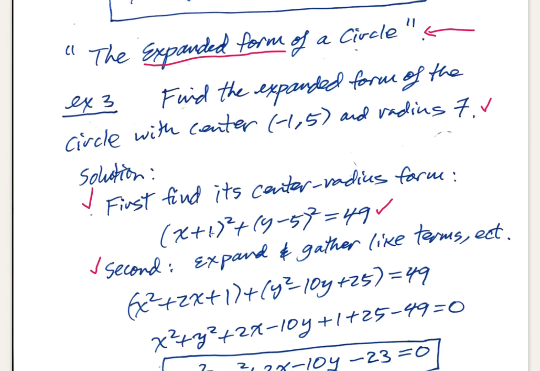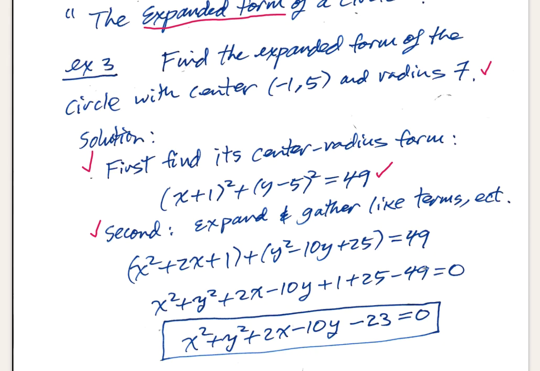Let's go (x plus 1) and square. We get x squared plus 2x plus 1. (y minus 5) squared is y squared minus 10y plus 25, and that's 49. So let's gather like terms and get 0 on one side, written in descending order. So we've got square terms first. I also like to use alphabetical order, so x squared before y squared. We've got x squared plus y squared.